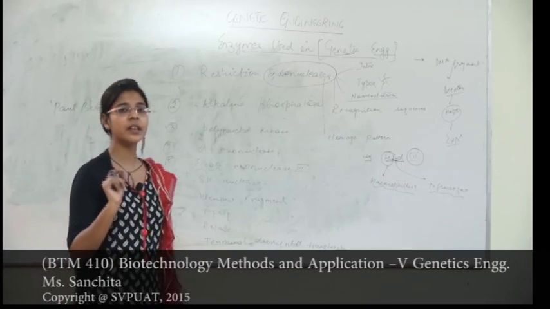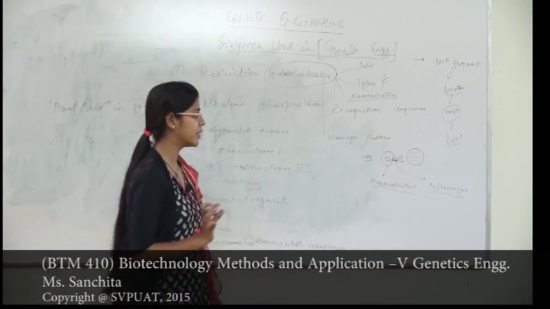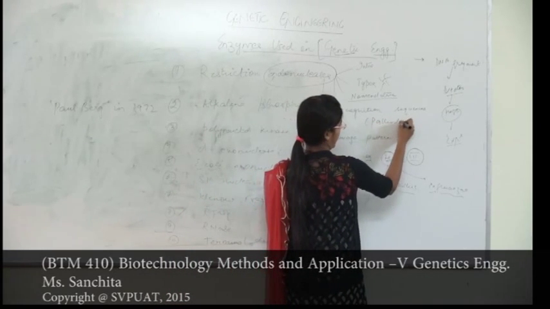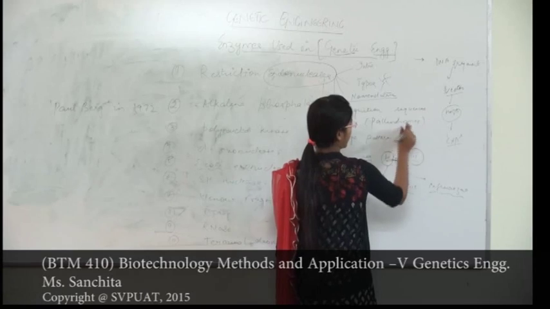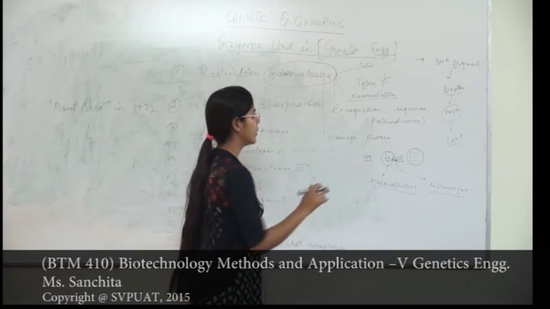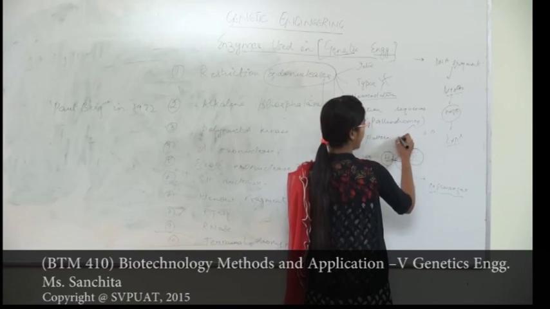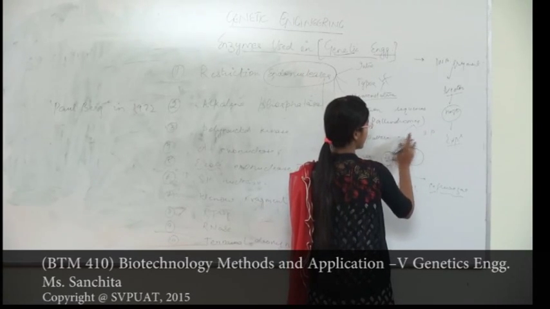Then what about the recognition sequences that are recognized by restriction endonucleases? Restriction endonucleases recognize a particular class of sequences which we call palindromes. Now palindromes could also be of 2 types: simple palindromes and palindromes with rotational symmetry.